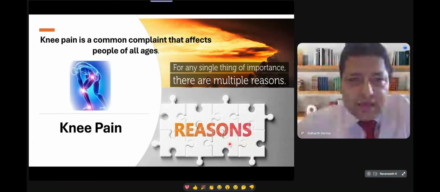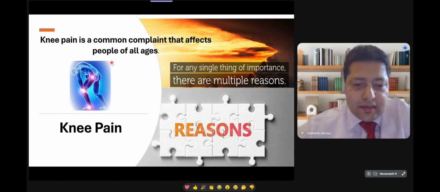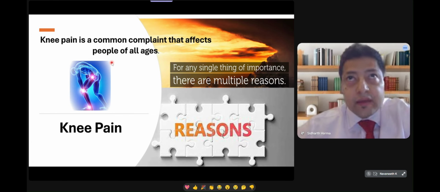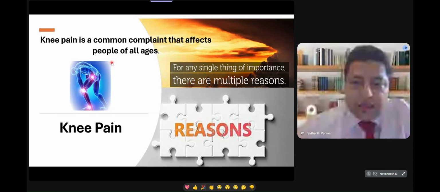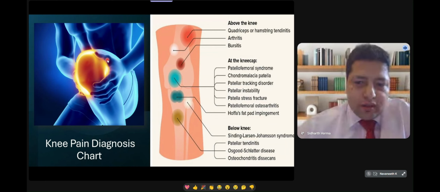Knee pain is a common complaint that affects people of all ages. People think maybe it is an old age complaint, but that's not the case. Knee pain affects people of all ages, and for any single thing of importance, there are multiple reasons which can be there. We should know all this. Knee pain can be because of various reasons, and I'm going to cover most of them here.